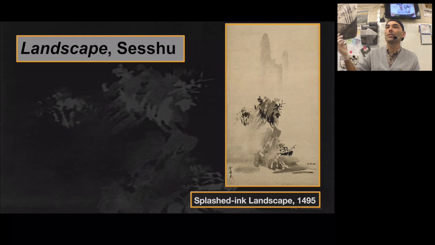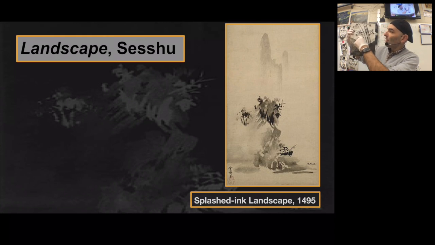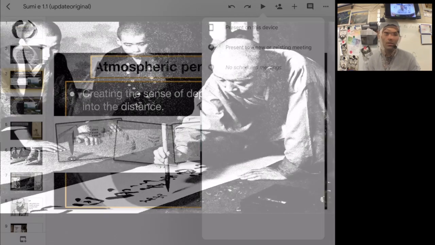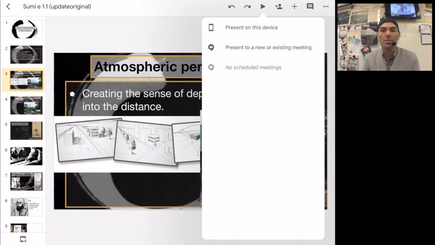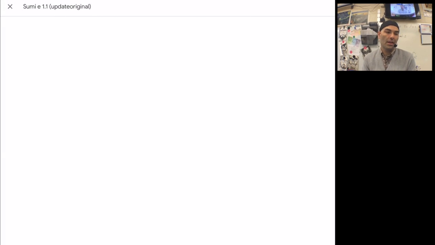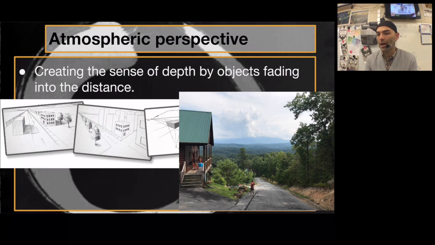Now, I have a piece of paper right here that you were looking at on the screen, and it shows a successive set of mountain ranges that appear to fade off into the distance. And they do that by means of something called atmospheric perspective. Atmospheric perspective means creating a sense of depth by objects fading into the distance. So I put a little photograph here.